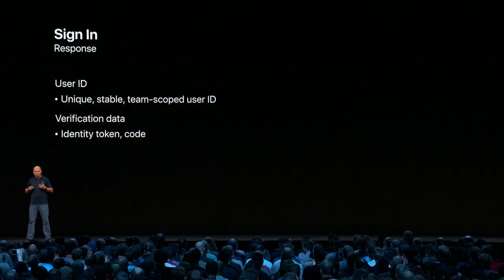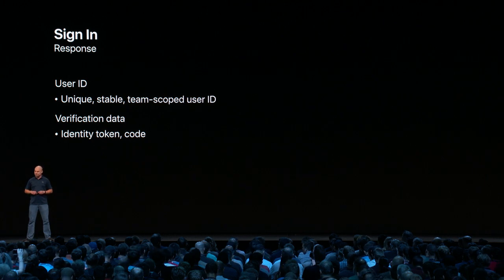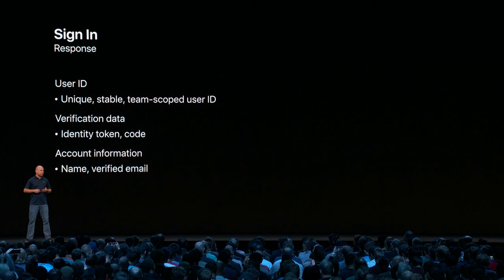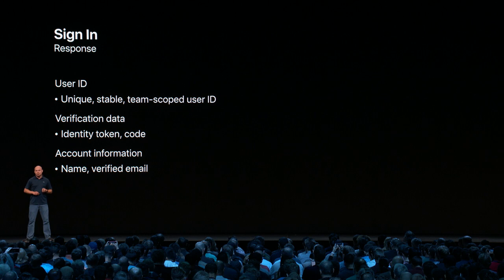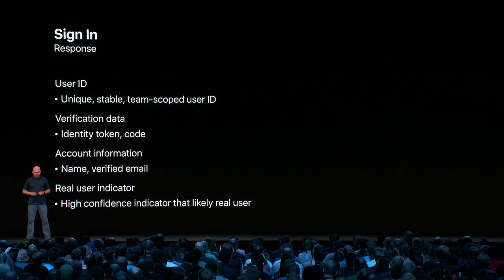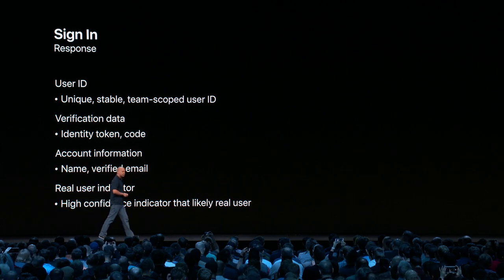Next, we will return verification data, an identity token and authorization code, a short-lived token that you can use with Apple ID servers to exchange for a refresh token. If you integrate with existing OAuth systems, adopting Sign in with Apple will be very familiar. Optionally, we will return account information if you requested it, a name and a verified email. And since the email is verified by Apple, your apps no longer need to perform any sort of verification after we return it to you. Lastly, a real user indicator, as was mentioned earlier. Use this to streamline your sign-in experience.